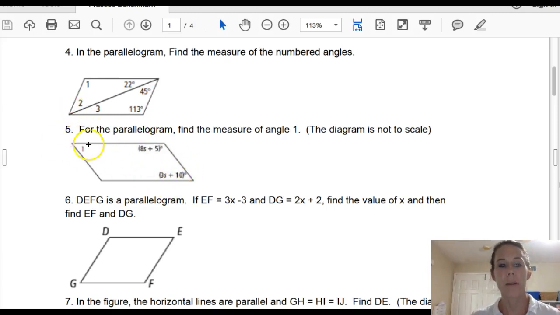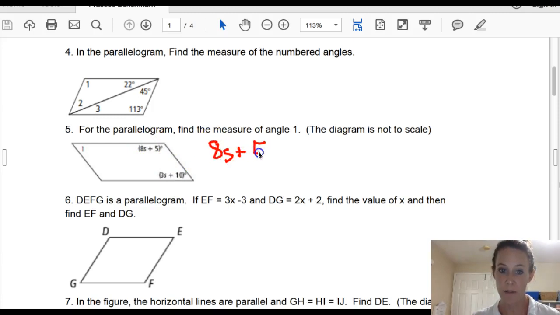This is a parallelogram. I need to find angle 1. I know angle 1 and this angle will be congruent because opposite angles are congruent in a parallelogram. Now I know same side angles are supplementary. I have 2 parallel lines and a transversal. Same side interiors are supplementary. So this plus this should be 180, and that's what I'm going to set up here.